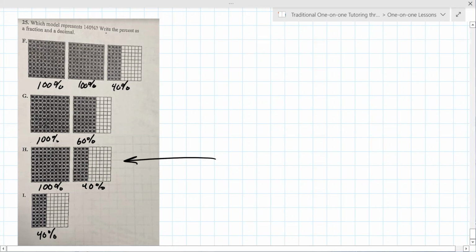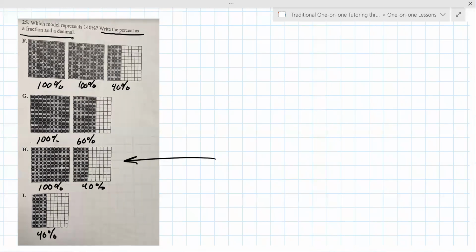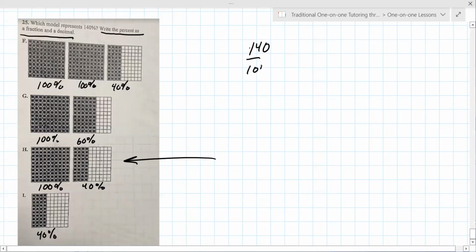And so what you'll have to do on your own here is write it as a percent, a fraction, and a decimal. So it's 140 over 100, and then you reduce it. And then it's 1.4 for the decimal. Yes, and then you reduce that fraction as well.